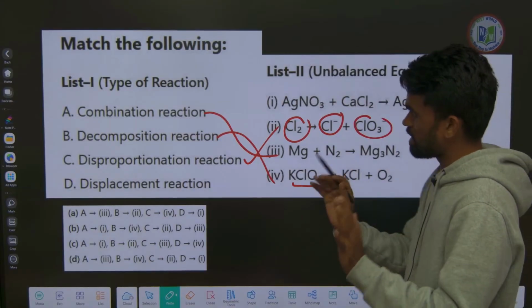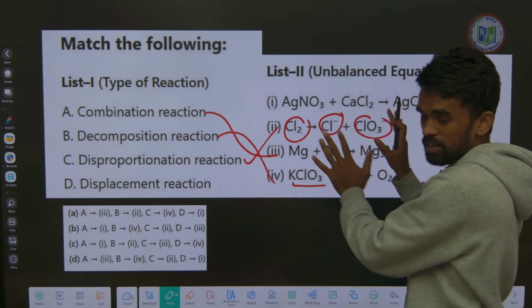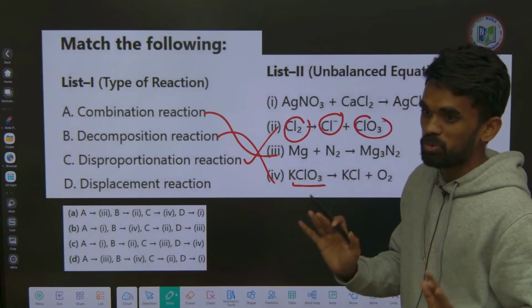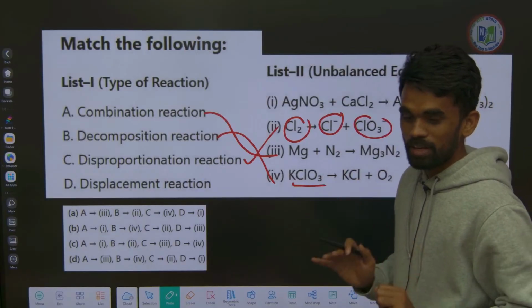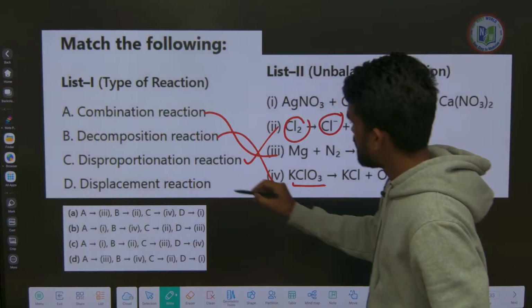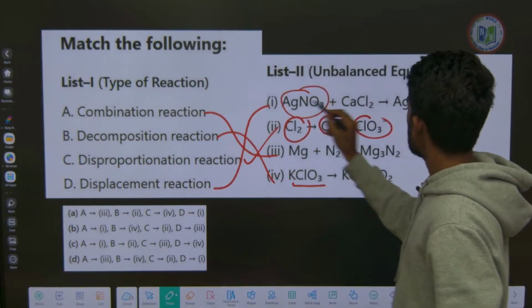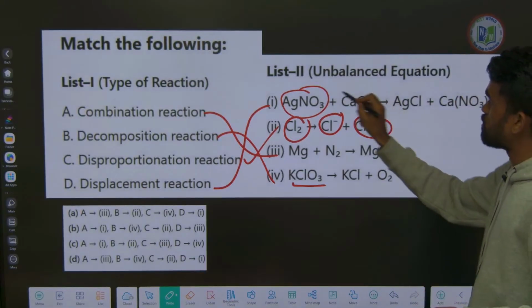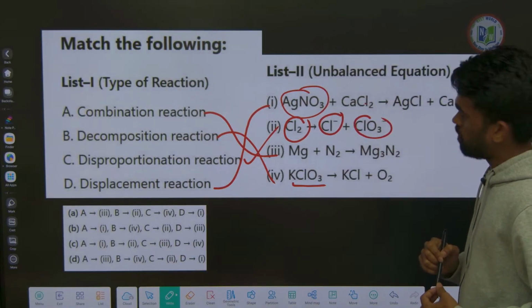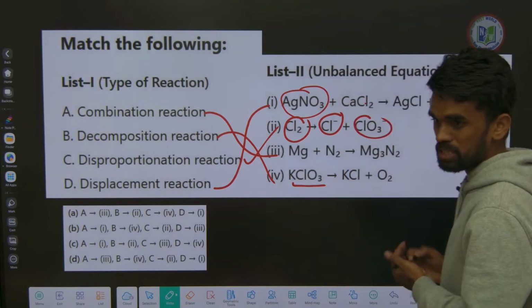They are asking, from the given list, to identify just the disproportionation reaction. And next, displacement reaction, AgNO3. So Cl is displacing nitrate. That's it. Based on that you can answer this.